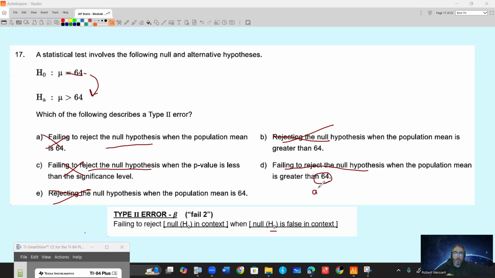So when the alternative is true, aka when the null is false. So it will be option D. Basically failing to make this conclusion when that conclusion is true. That's a type 2 error. A type 1 error would be rejecting the null, making that conclusion when you really shouldn't.